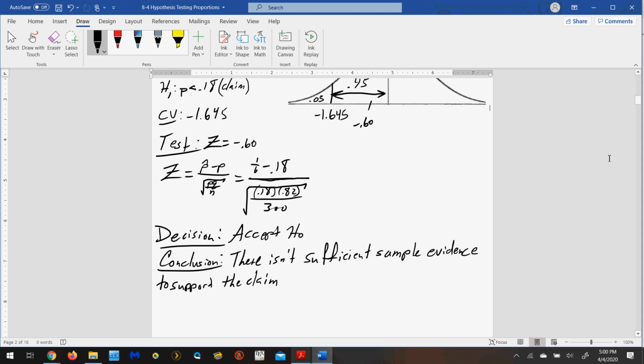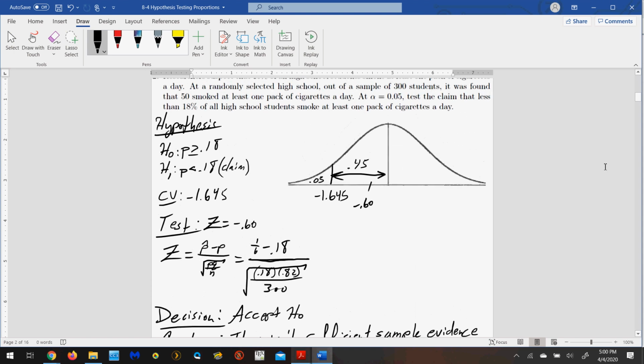And let me go back to see what I should put for this. I can actually use the entire last part of this sentence, the claim that less than 18% of all high school students smoke at least one pack of cigarettes a day.